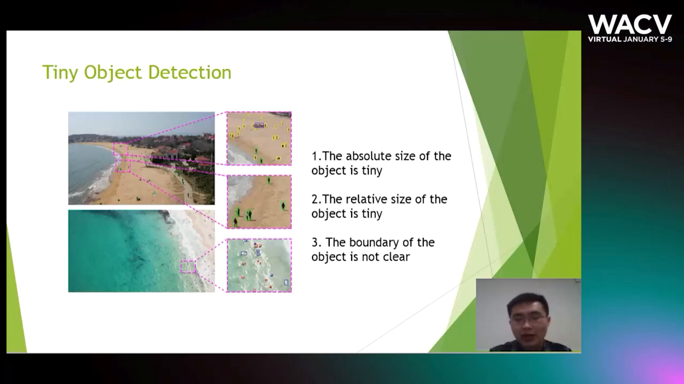It has three characteristics. The first is that the absolute size of the object is tiny. The second is that the relative size of the object is tiny. And the third is that the boundary of the object is not clear.